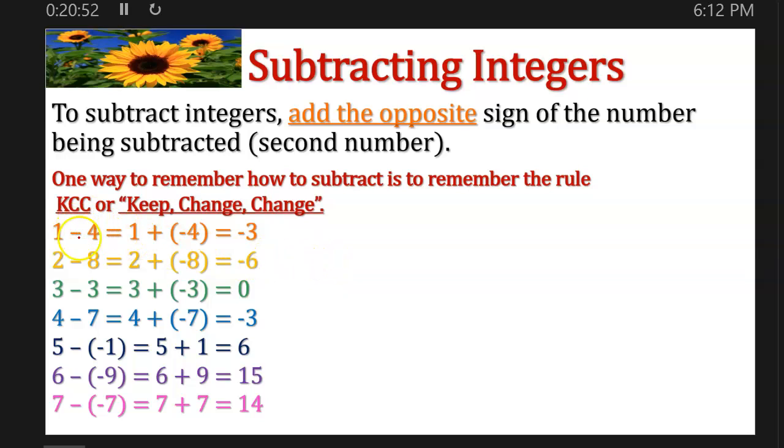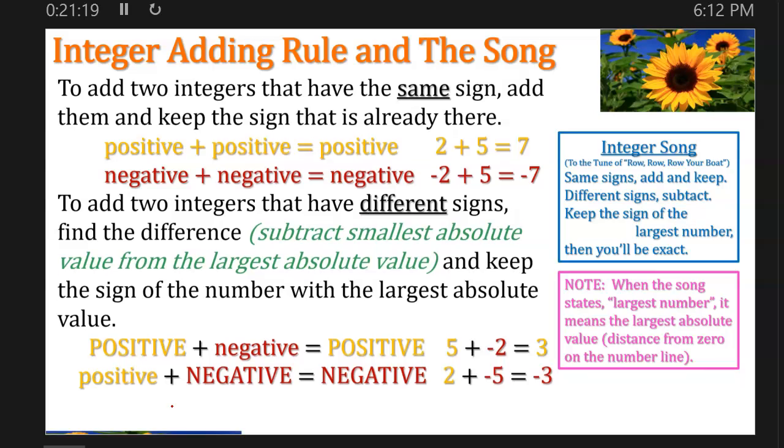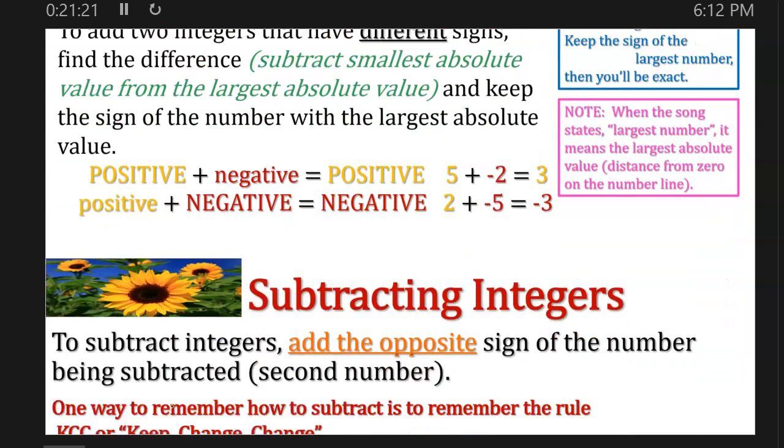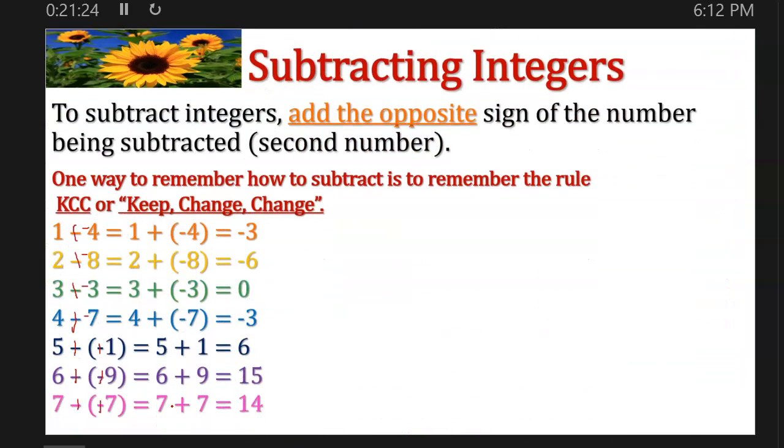So what a lot of people do is just go down your subtractions and go keep, change, change, keep, change, change, keep, change, change. You see how I'm just turning all of them into addition and then changing the signs to their opposite. Like again, I'm changing the negatives to positive here. So you can just go down and turn them all into addition problems. Then you can revert back to this addition rule and solve the addition problems, okay?